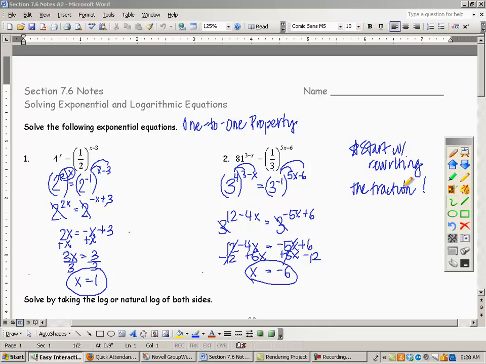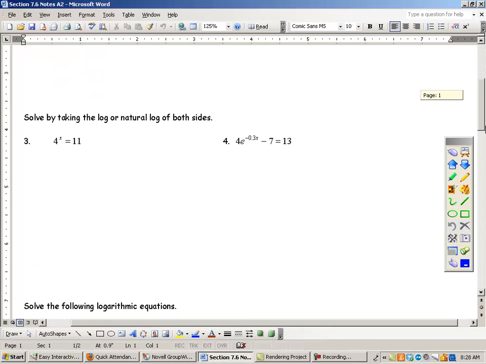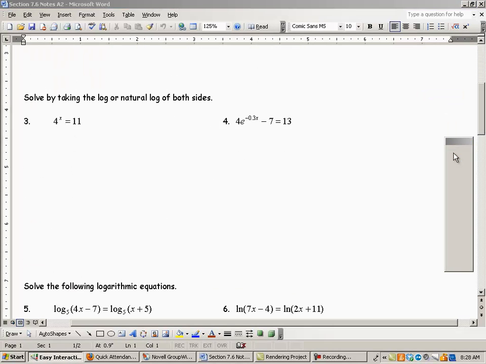The second type is not going to have the same base on the two sides, so we're going to have to rework this a little bit. Okay? Number 3 says 4 to the x equals 11. Now I know that 4 to the first is 4, 4 to the second is 16. So my answer is going to be between 1 and 2, but it's not going to be an exact number. Now, to get rid of an exponential, we're going to have to go to a log.